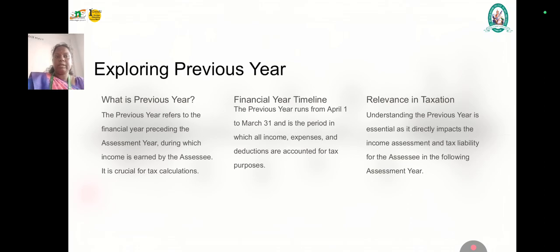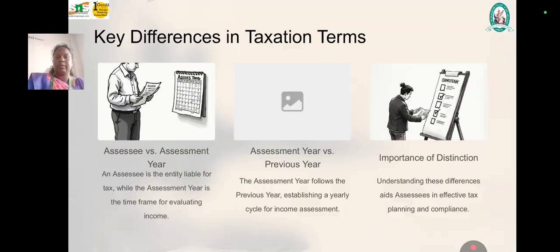So exploring the previous year, what is the previous year? Previous year refers to the financial year preceding the assessment year during which income is earned by the assessee. It is crucial for tax calculations. The financial year timeline of the previous year runs from April 1 to March 31 and is the period in which all income, expenses and deductions are accounted for tax purposes. Its relevance in taxation is essential as it directly impacts the income assessment and tax liability for the assessee in the following year.